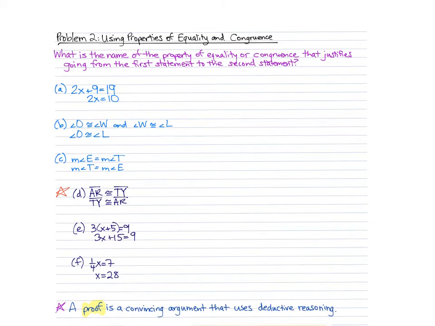So this first one here, A, you can see to get from this step to this step, what did we do? Well, we subtracted 9 from both sides, right? So this is the subtraction property of equality because it's an equal sign. And I'll write it out just on pause so you don't have to watch me write all those words.